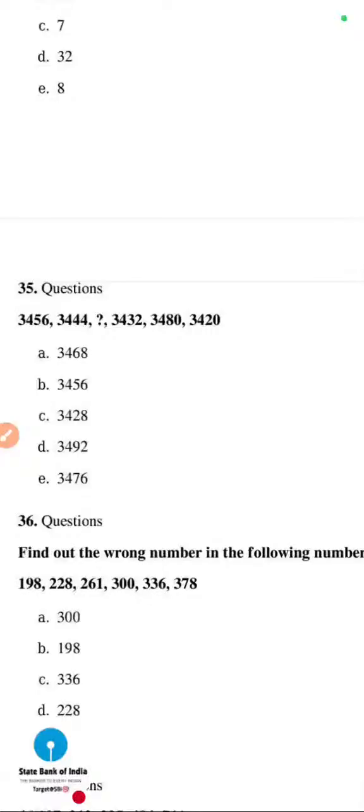Okay, 3432 and 3480. The difference is plus 48, and the next last difference is minus 60. So it is a factor of 12. 12 times minus 1 is minus 12, 12 times plus 2 is plus 24, 12 times minus 3 will be minus 36. So 3444 plus 24 will be 3468. So the answer will be 3468. Option A is the answer for the fifth one.